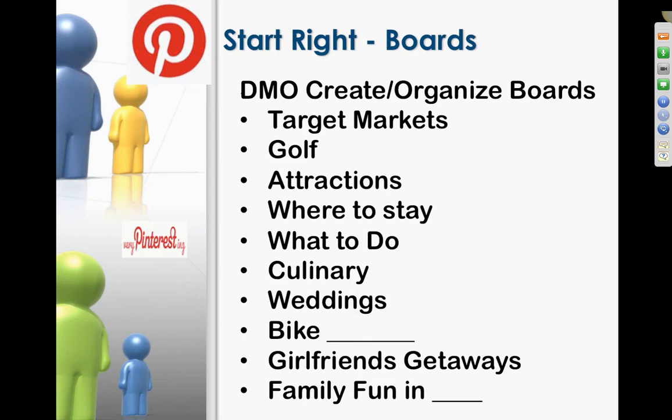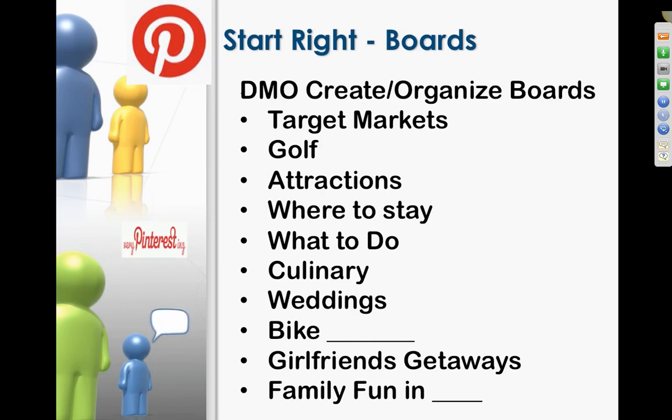So think about, as a destination marketing organization, you have so many different products and services in your geographic location, and so many different target markets that you really want to reach. So think about all of those, and also, do some reverse engineering. Go and take a look at your competitors. If you're a city, go and take a look at other cities, similar cities to yours. If you're a state, go and take a look at other states. If you're a business, go and take a look at other businesses that would be similar or competitors, and see what they're doing, and do all this research and planning before you start to set up your boards.